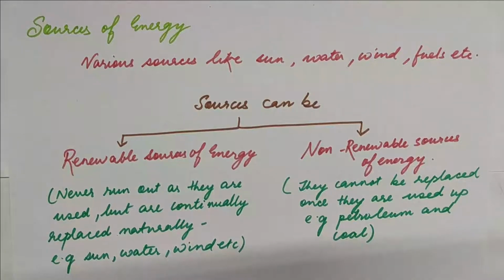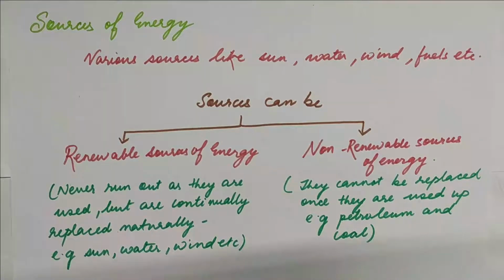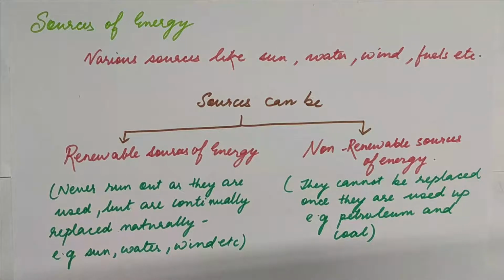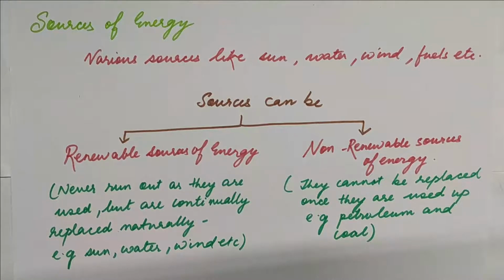Now, the sources of energy again can be various sources, like it can be the sun, water, wind, fuel. Now, this can be basically categorized into two types, that is the renewable sources of energy and the non-renewable sources of energy. When we are talking about the renewable sources of energy, these are the types of energy which never run out. Even if you keep using them again and again, they will never be over. They will be continuously replaced naturally, like the sun's energy, water energy, wind energy, etc.